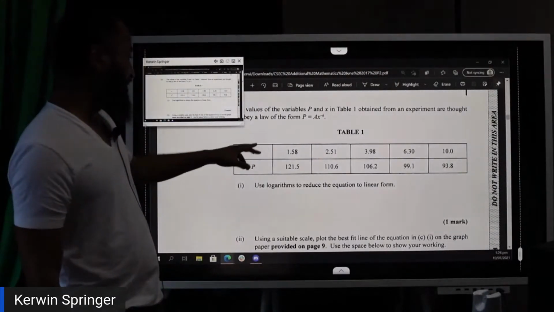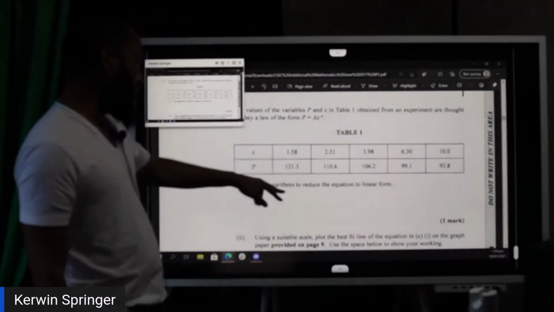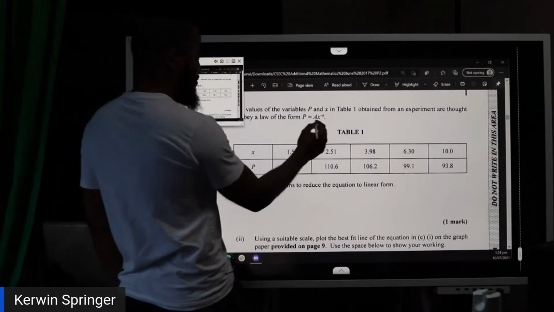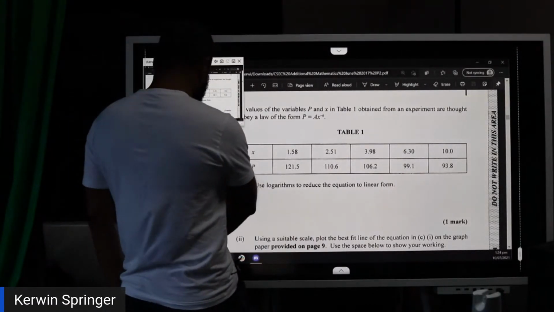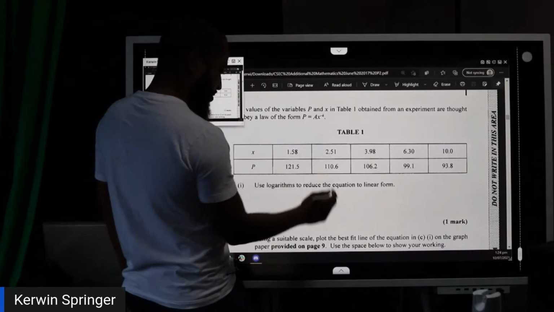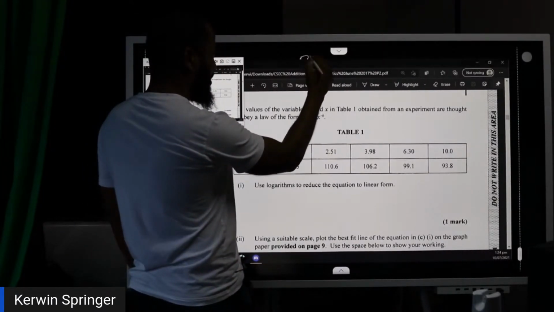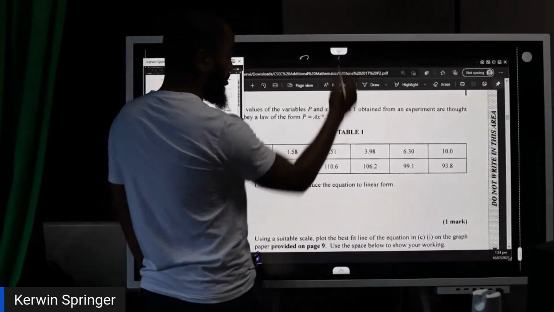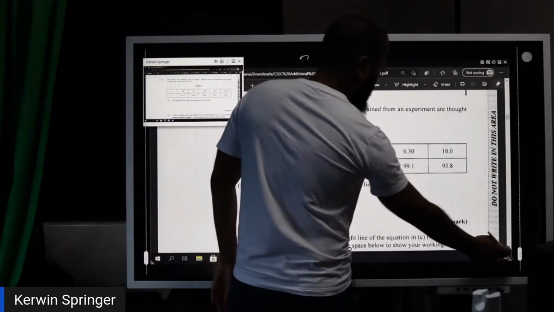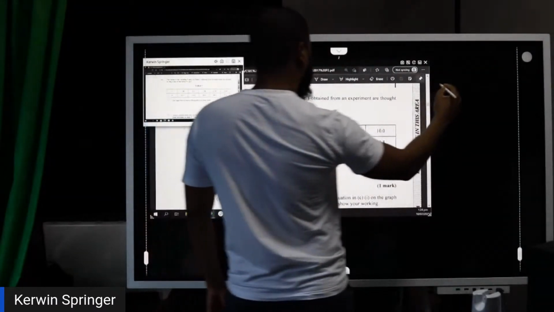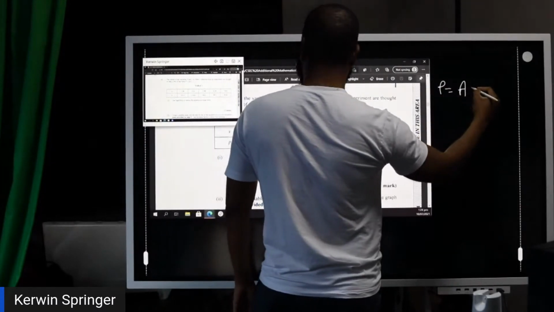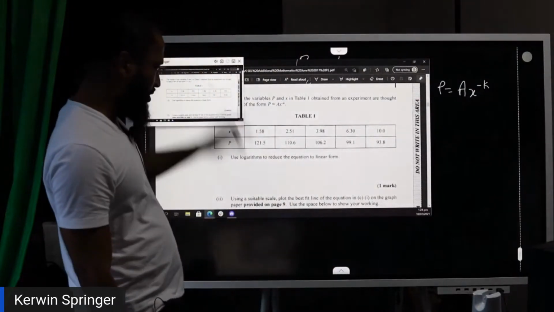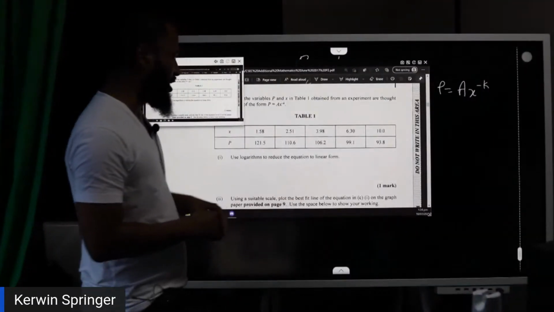Okay, so you had this setup. Use logarithms to reduce the equation to the linear form. Okay, there's the equation here. The equation is P is equal to AX to the negative K. And they say the first thing is to use logs to reduce it to the linear form.